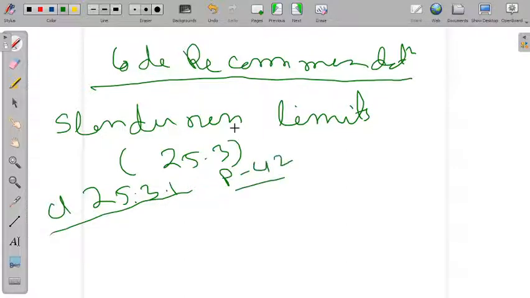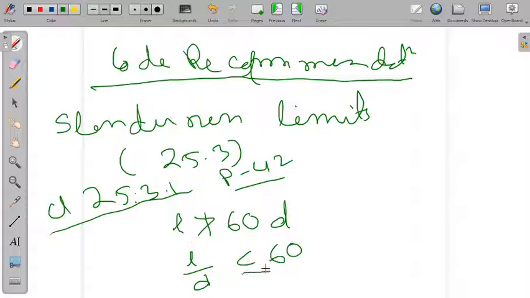It is said that the unsupported length between end restraints shall not exceed 60 times the least lateral dimension of a column. So it's saying that the unsupported length between end restraints shall not exceed 60 times the least lateral dimension, or in other words, L by D should be less than or equal to 60.